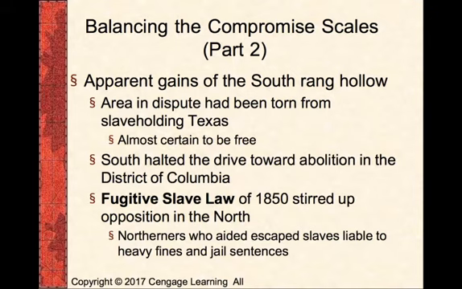Northerners who aided the escaped slaves were liable to heavy fines and jail sentences. So if you were one of those people working on the Underground Railroad and you were caught holding slaves as runaways, you yourself could be jailed and fined for aiding and abetting the escape of the property of Southerners.